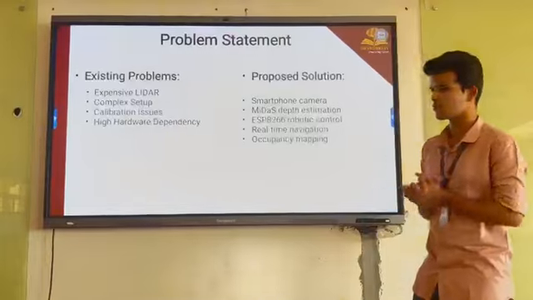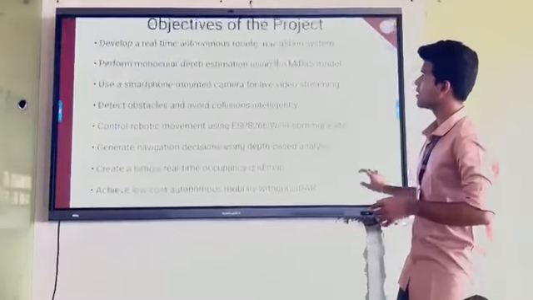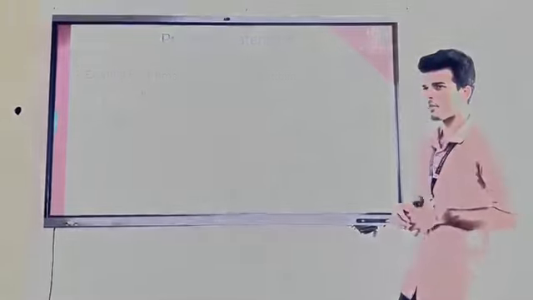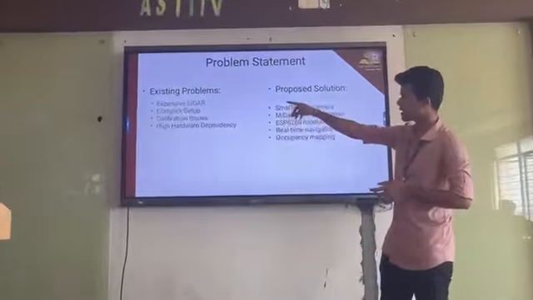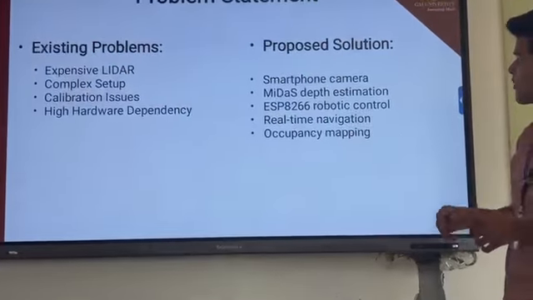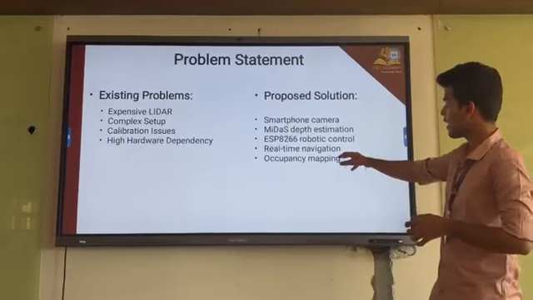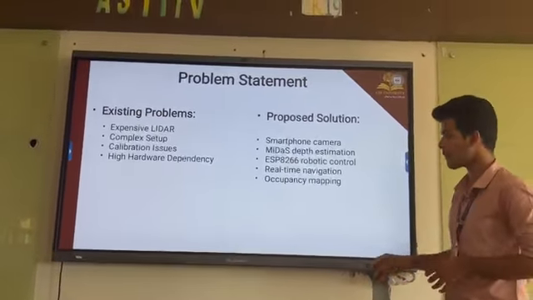So what are our solutions? Our solution is that we are using a smartphone camera and MiDaS, which will be an alternative to expensive LiDAR, and we are using ESP8266, which will act like the brain in the whole autonomous car. It will have real-time navigation along with grid mapping or occupancy mapping.